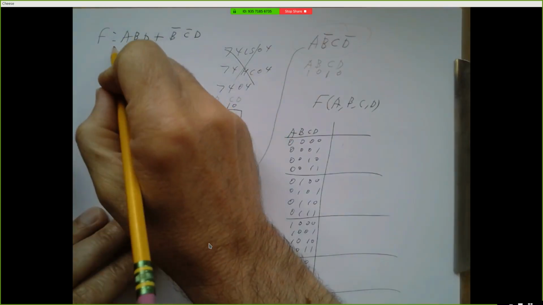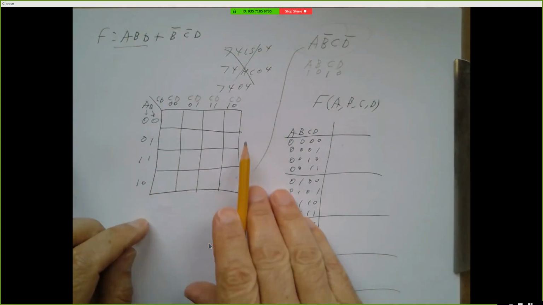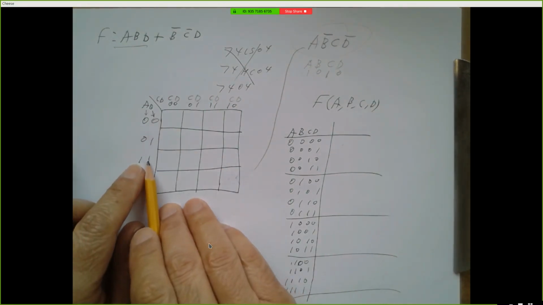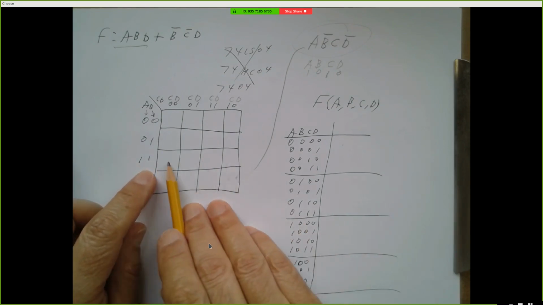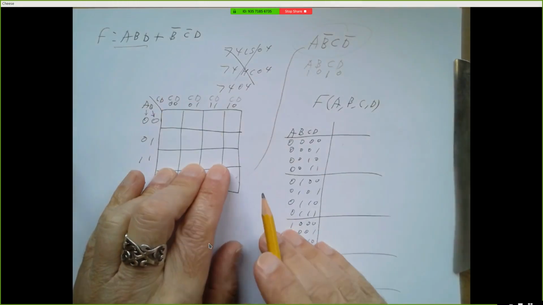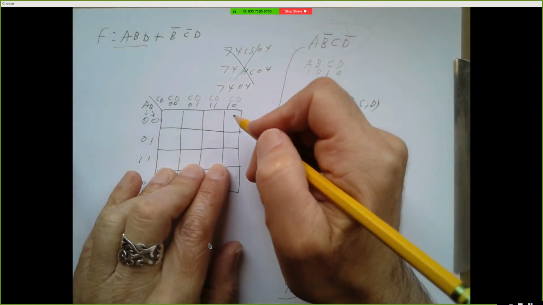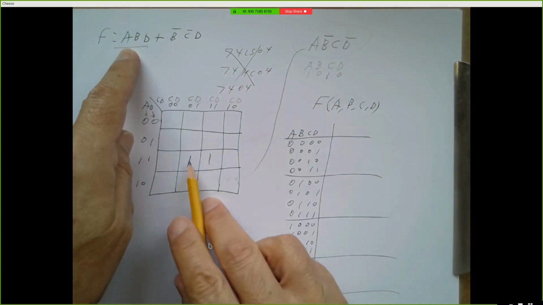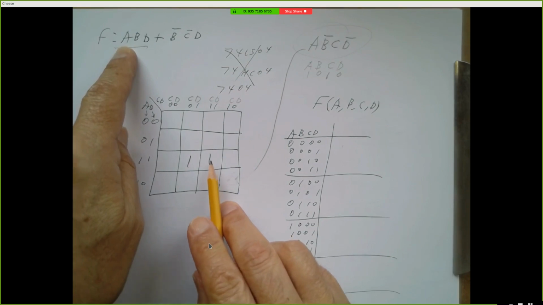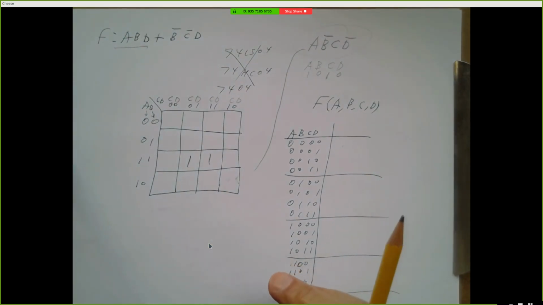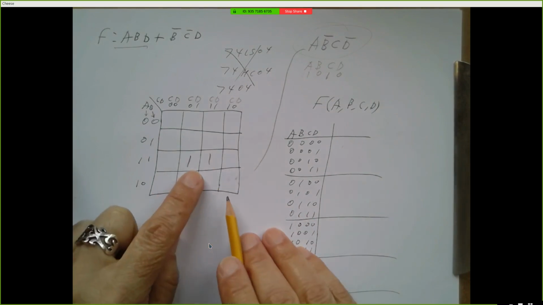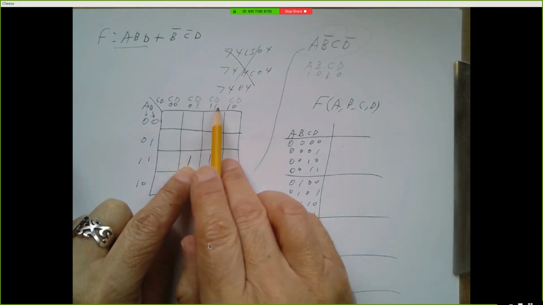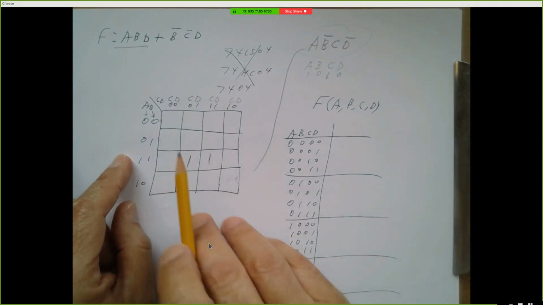So A, B, D, we're looking for any boxes in here where A is 1, B is 1, and D is 1. So A is 1, B is 1, that's everything in this row. And we want any boxes in here where also D is 1. Well, that's right here, D is 1, and right here, D is 1. So we can put ones in those two spots. That corresponds to A, B, D. We're reversing the process that we do at the end of a K-map. If we had a rectangle here, what would we do? We'd say A is 1, B is 1, C can be 0 or 1, so we ignore C, and D is 1, and we would write A, B, D.